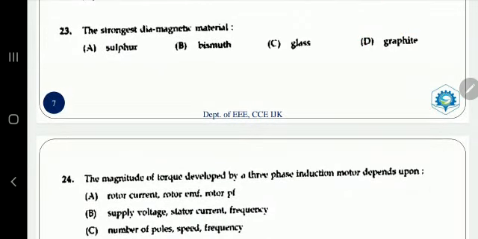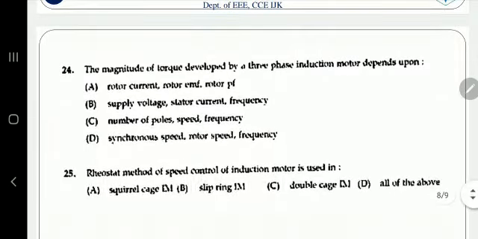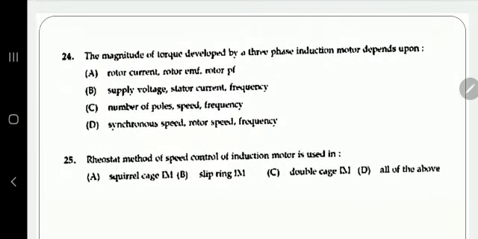Let's move on to the next question, question number 23. The strongest diamagnetic material is? The answer for this question is option B. Why? Because no other options are given. Actually, the perfect diamagnetic material is a superconductor. A diamagnetic material is repelled by a magnetic field, whereas para and ferromagnetic materials are attracted a little bit by the magnetic field.